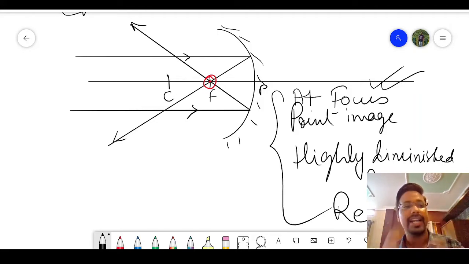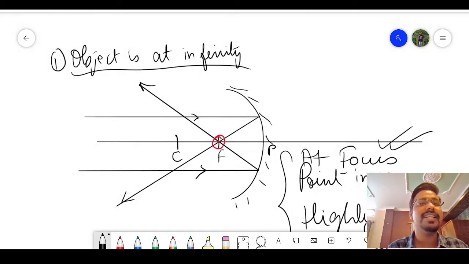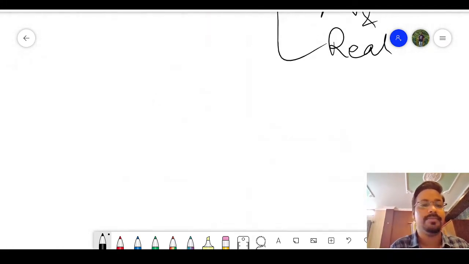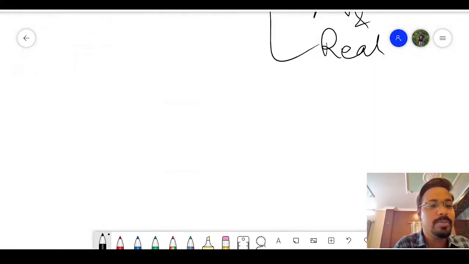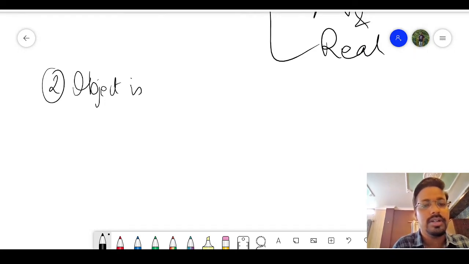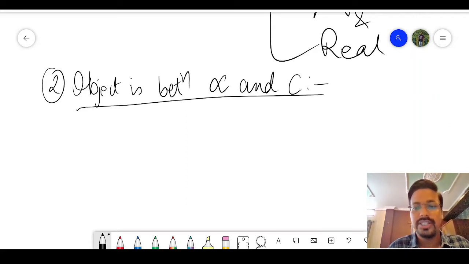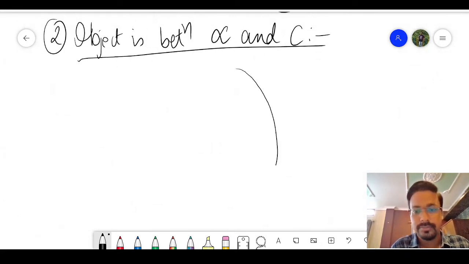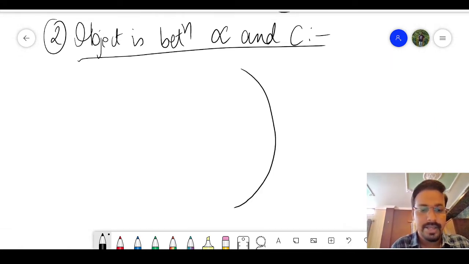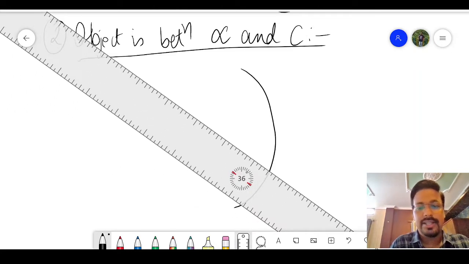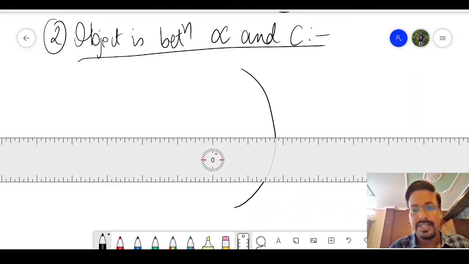Okay, that's the diagram where the object is placed at infinity. Let's move on to our next diagram, when the object is between infinity and center of curvature. So how do we draw this? Again, we have a mirror. We take our scale and draw the principal axis, really important, principal axis.